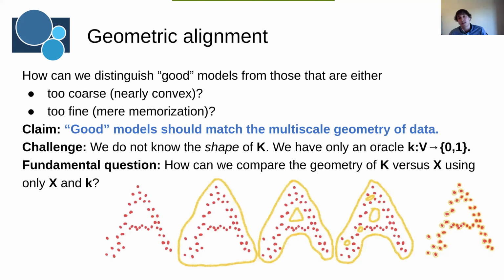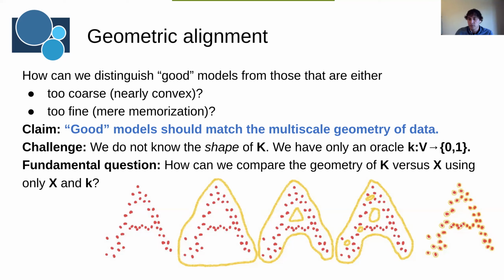So, geometric alignment. How can we distinguish what I think of as a good model from those that are either too coarse or too fine? We have this claim, and we believe that good models should match the multiscale geometry of the data upon which they were trained. The difficulty here is that we really don't know the shape of capital K. We only have access to this oracle function, and we want to understand the shape of the preimage of 1 in that function.